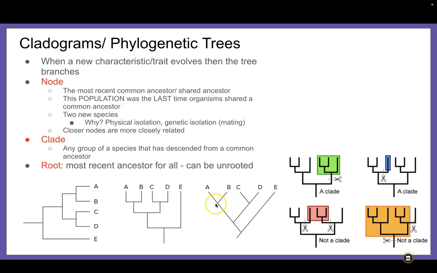One way to think about it is you can actually rotate it around a node, and that can be a good way to try and think about it. Like if you rotate this in a different way, does it actually change the relationships? Like if I changed B and A here, that wouldn't change my phylogenetic tree. They would be the same.